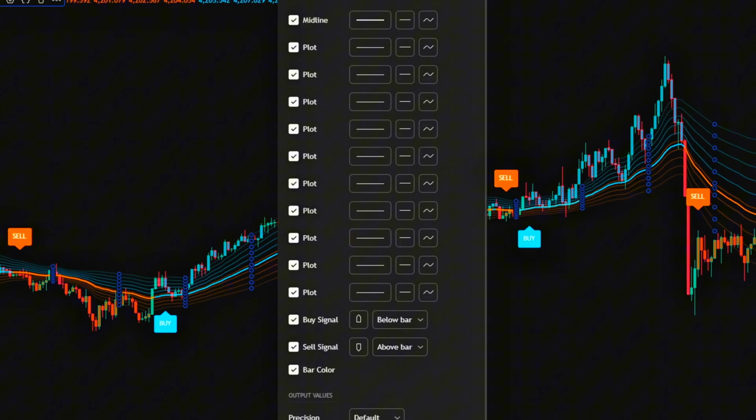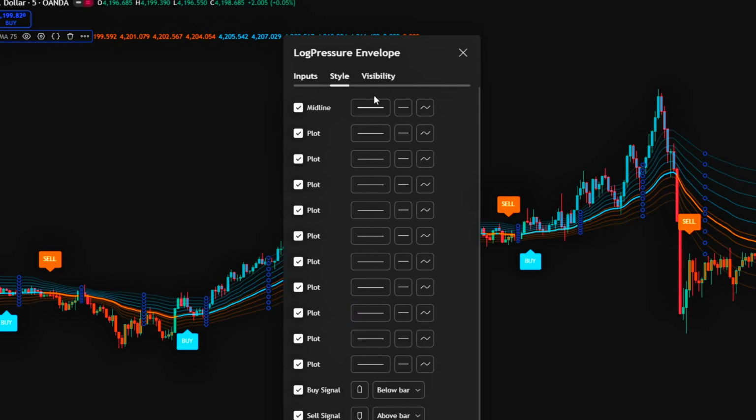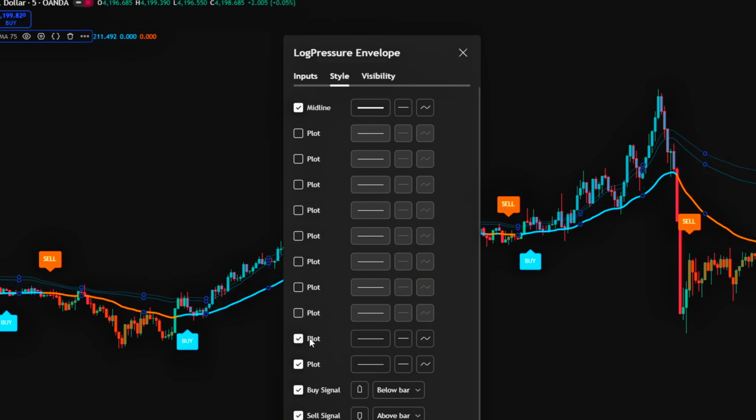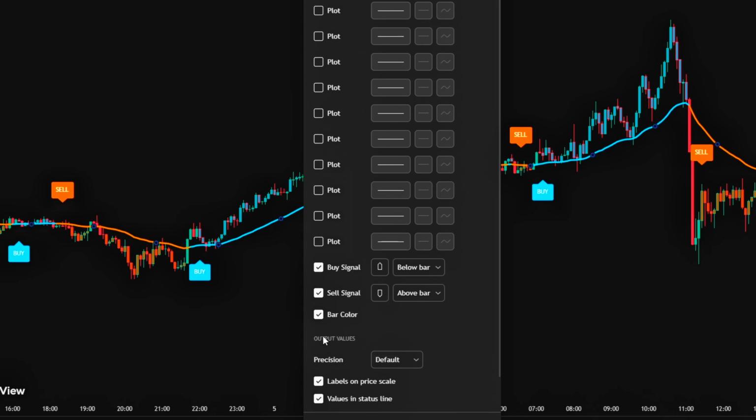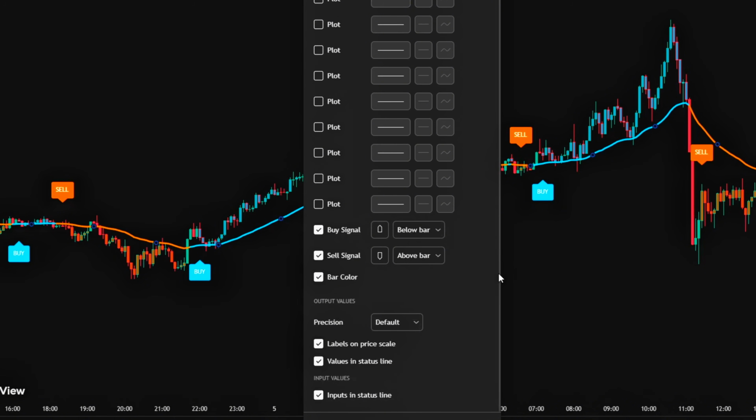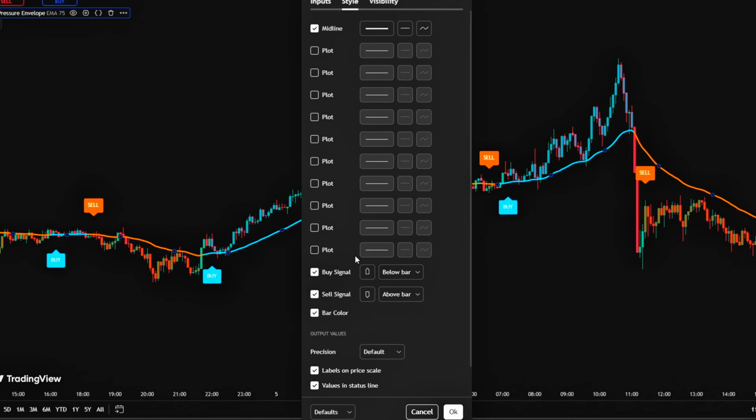Now click into the Style tab to simplify the chart display. Hide unnecessary background fills. Turn off extra labels that clutter the chart. Keep visible only the outer band's envelope, the center midline, buy and sell signal markers. Click OK to apply your settings and return to the live chart.